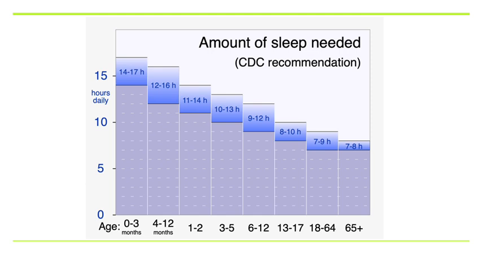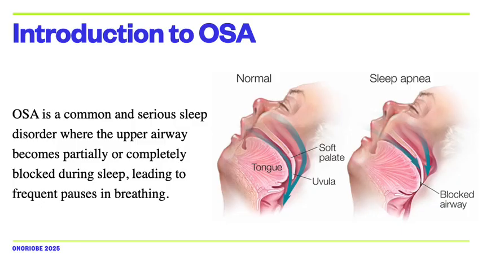As you get older, which I believe most of the people watching this presentation right now are, between the ages of 18 to 64, you need an average of at least 8 hours of good sleep every night. So, obstructive sleep apnea is a common and serious sleep disorder where the upper airway becomes partially or completely blocked during sleep.